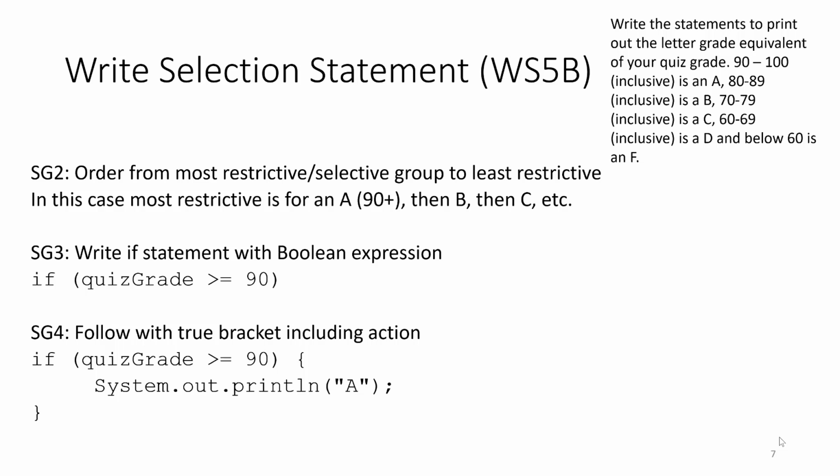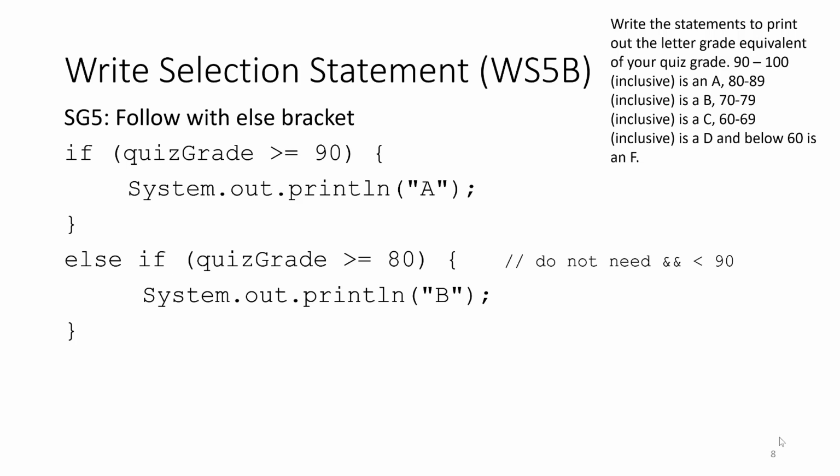Sub-goal 4. Follow with the true bracket, including the action. So if the quiz grade is greater than or equal to 90, we want to print out that the student would get an A. Now we want to follow with the else bracket. In this case, our else leads us to another condition. Else, if the quiz grade is greater than or equal to 80, then we want to print out a B.